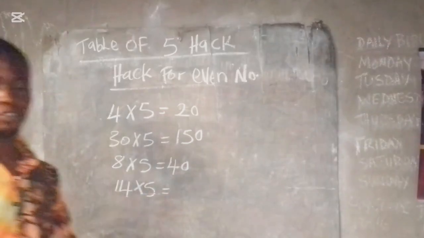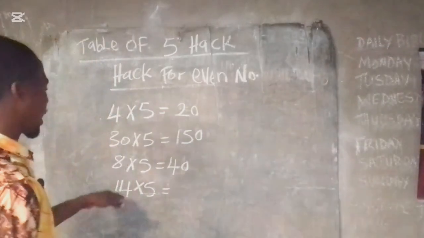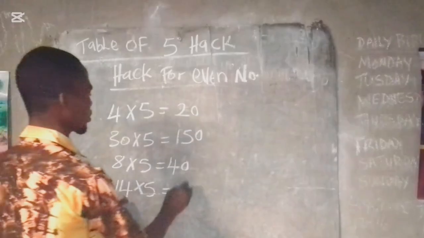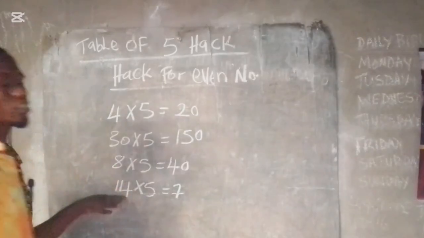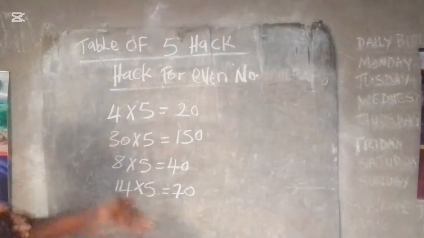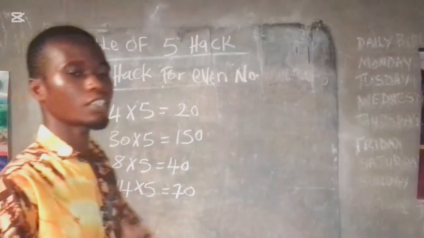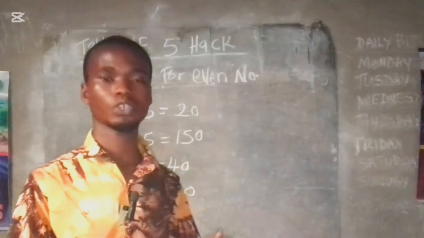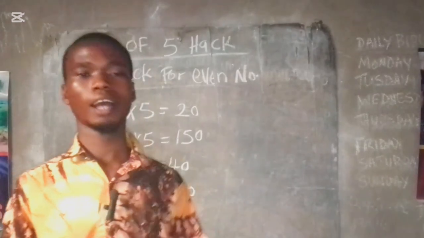14 here is an even number. What should I do? I have 14. Half of 14 is 7. Half of 14 is what? 7. I add 0 to it. 14 times 5 will give me 70. Are you seeing it? So that is just the simple thing you need to do. Have the even number and add 0 to it.